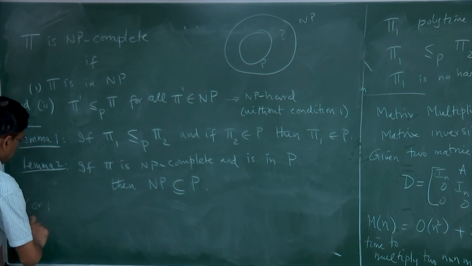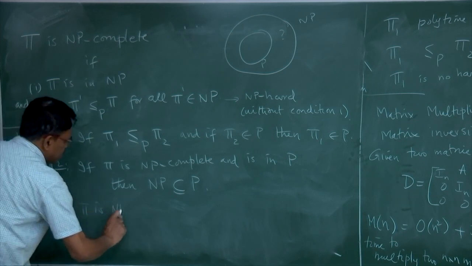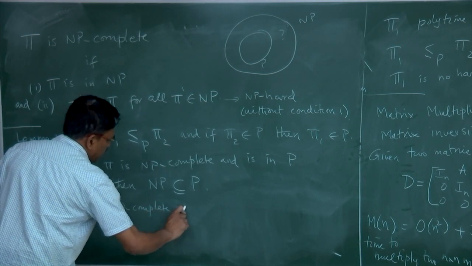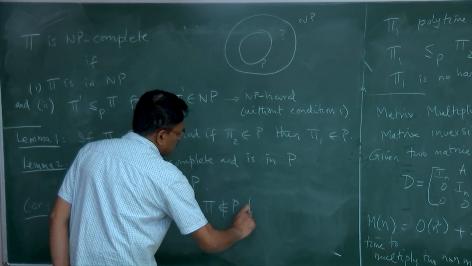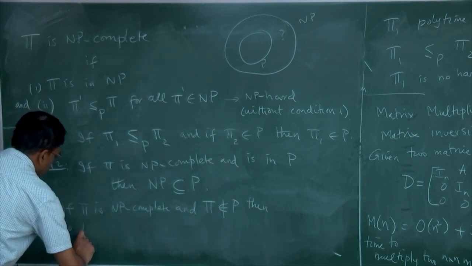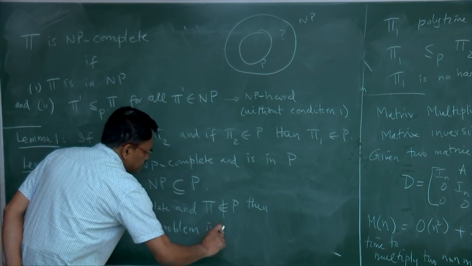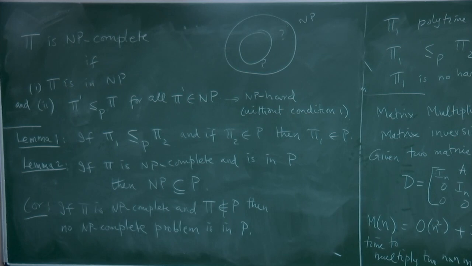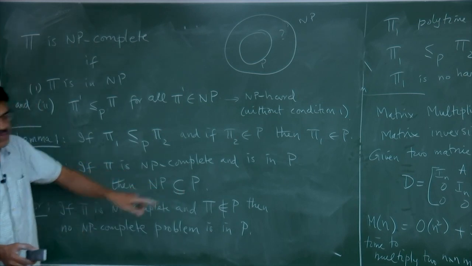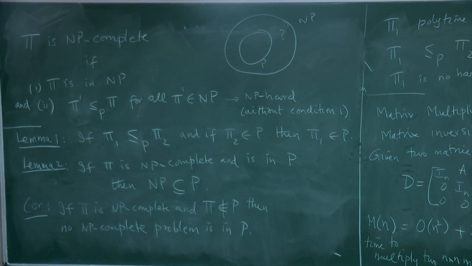Also, if pi is NP complete and pi is not in P, then no NP complete problem is in P. Because of this lemma, if some NP complete problem is in P, every NP problem is in P, but you've shown an NP complete problem which is not in P. So, this suggests that if I want to settle this question whether NP is contained in P, focus yourself on NP complete problems and pick any favorite NP complete problem.